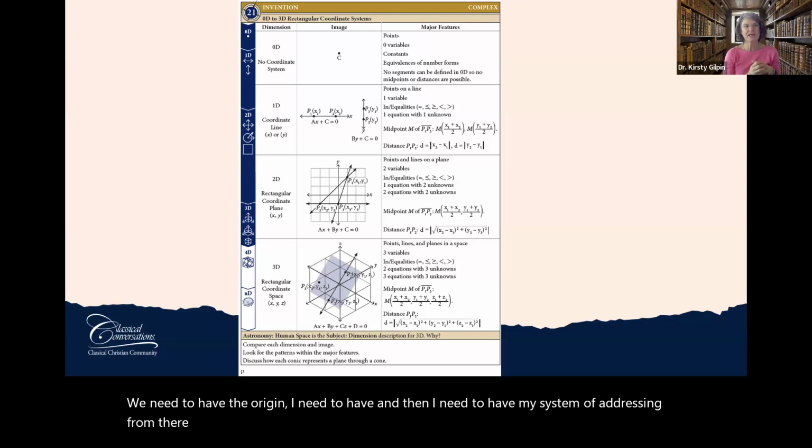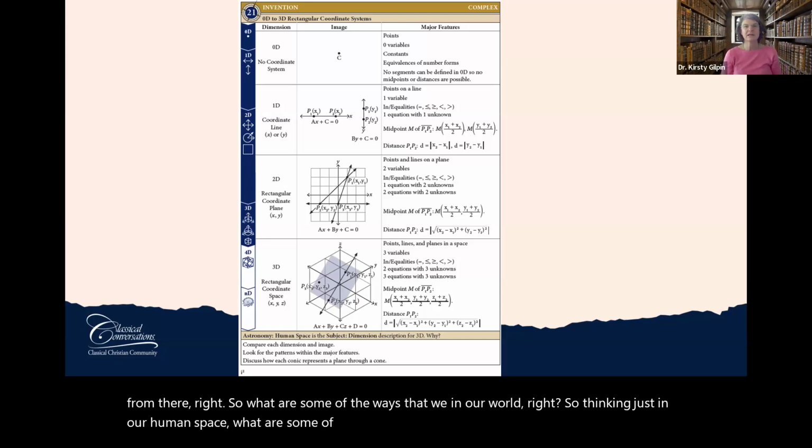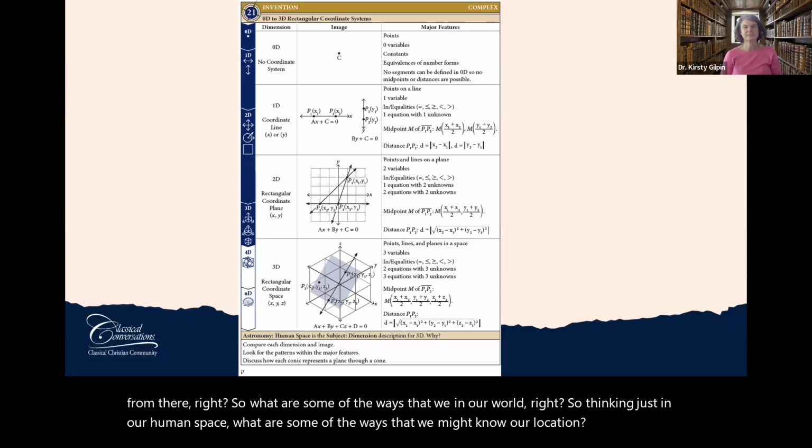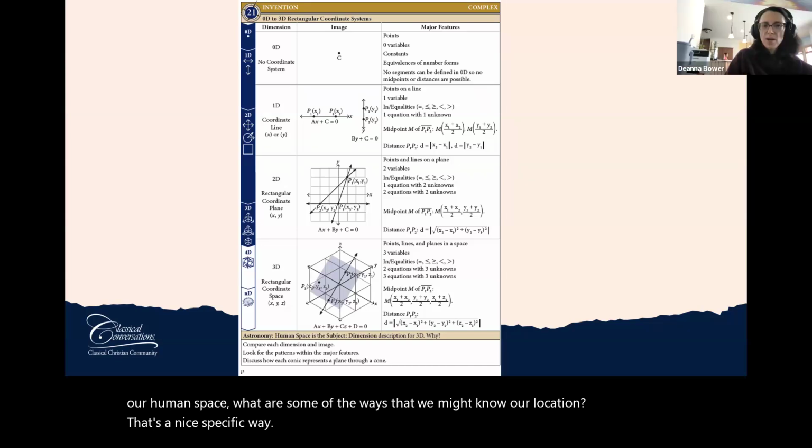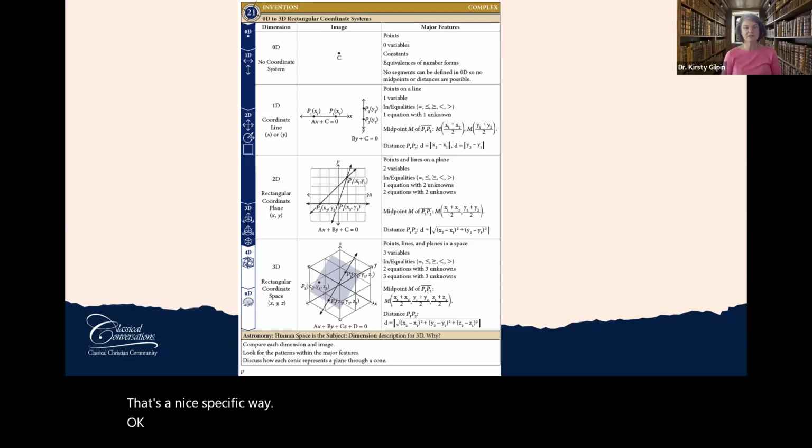So thinking just in our human space, what are some of the ways that we might know our location? GPS coordinates. That's a nice specific way. What's around us? Okay, good. Somebody said landmarks. So landmarks can help us.